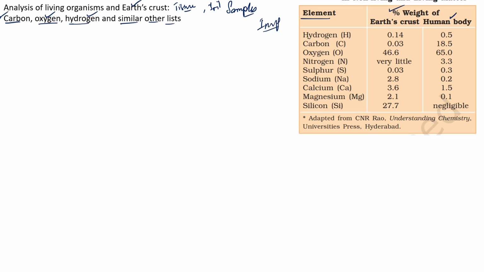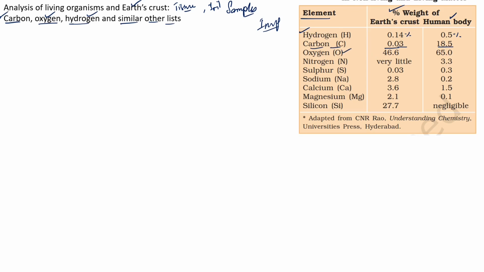The first element we can see is hydrogen, and the percentage in the earth crust is around 0.14 percent, and in the human body it is 0.5 percent. On the contrary, carbon is only around 0.03 percent in the earth crust, whereas in the living tissues of the human body it is around 18.5 percent.